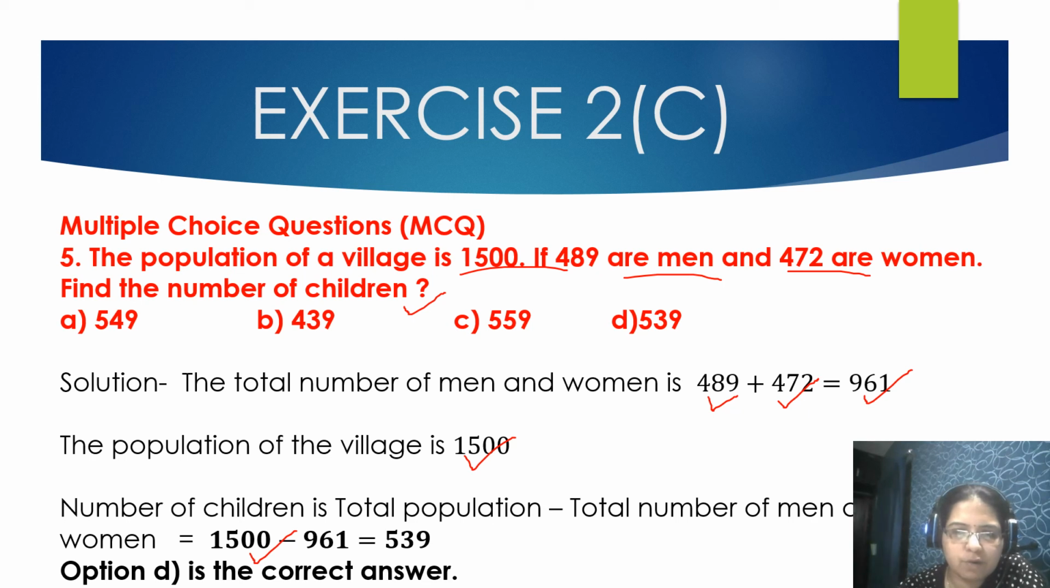Total number of men and women we have calculated and we get 961. 1500 minus 961 equal to 539. And option D is the correct answer. So we get number of children is 539. Option D is the correct answer.